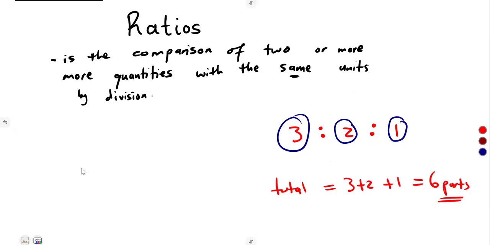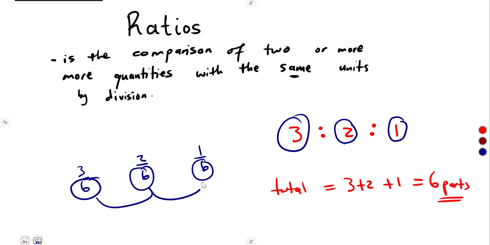They are sharing. The other one has got 3 out of 6. The other one has got 2 out of 6. The other one has got 1 out of 6. Out of the total in terms of what? The ratio. Total number of parts.